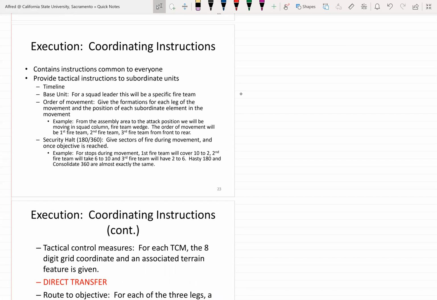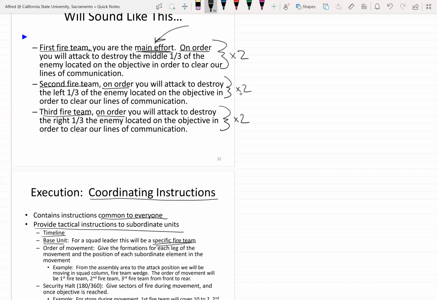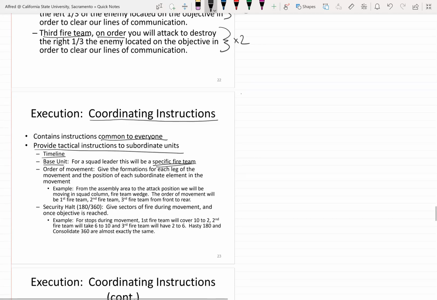Execution, coordinating instructions. These pertain to everyone, common to everyone. Provide tactical instructions to the subordinate units. So timeline, base unit. Base unit is whoever is in charge of your main effort. So here I had first fire team as the main effort. That's your base unit.